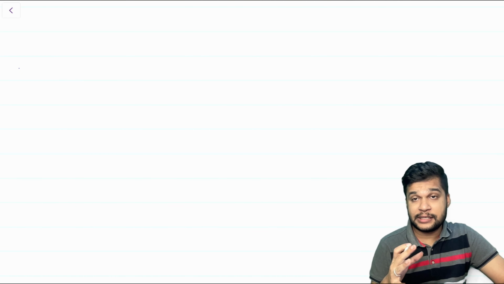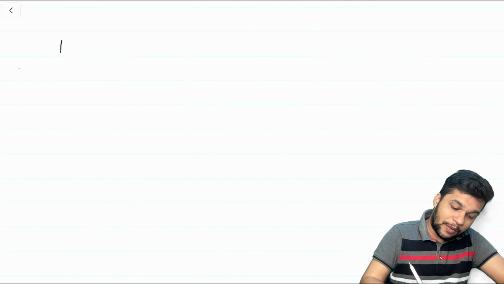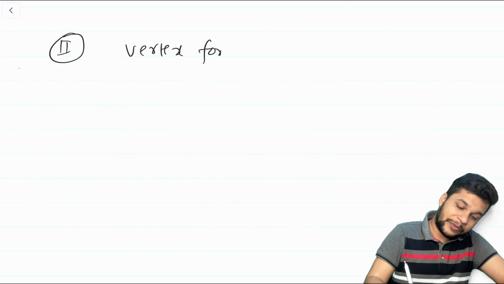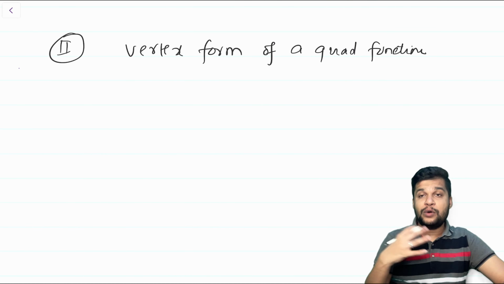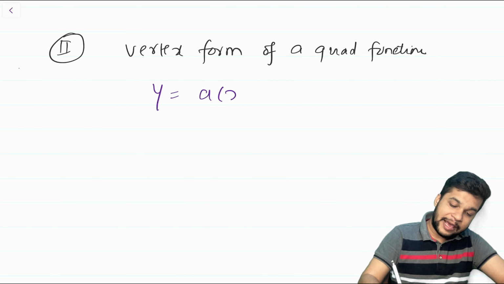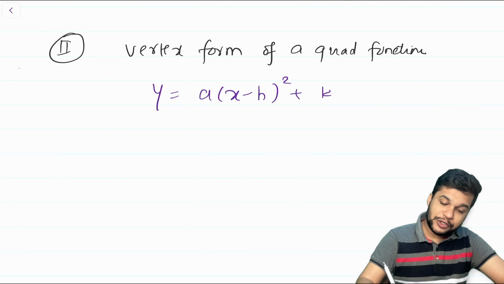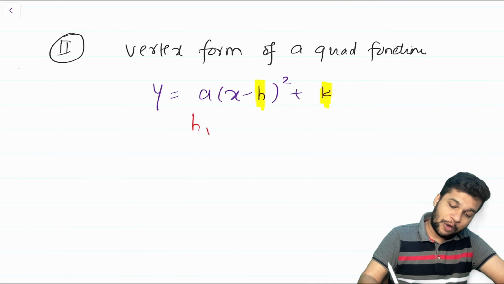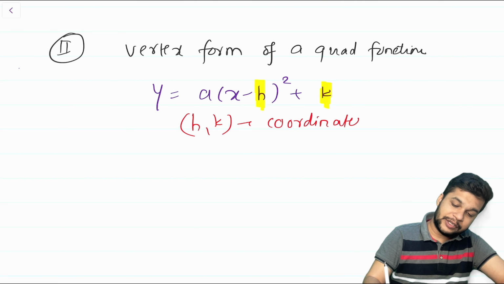Now we are going to discuss the second form of a quadratic function, which is the vertex form of a quadratic function. Okay guys, now how does the vertex form look like? So y equal to a times x minus h whole square plus k. This is how the vertex form looks like, where h comma k is nothing but the coordinates of the vertex.